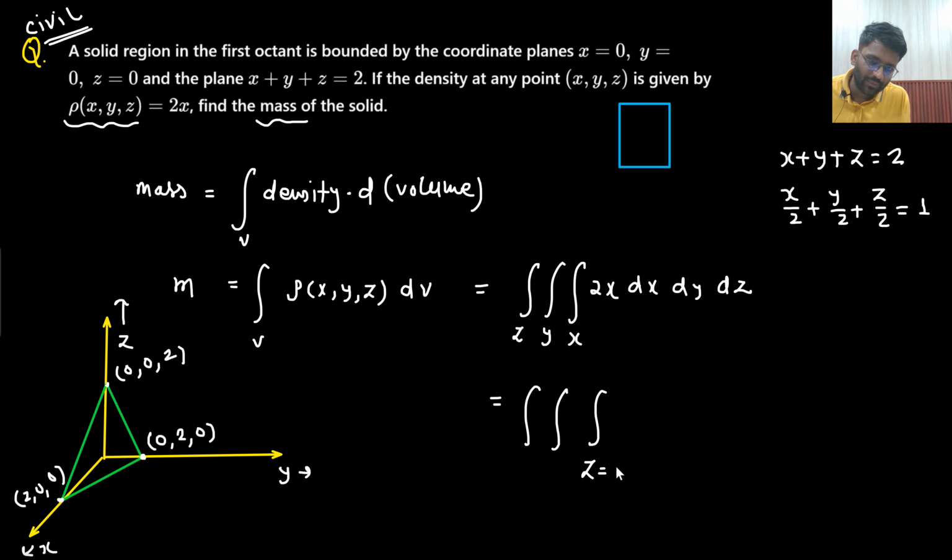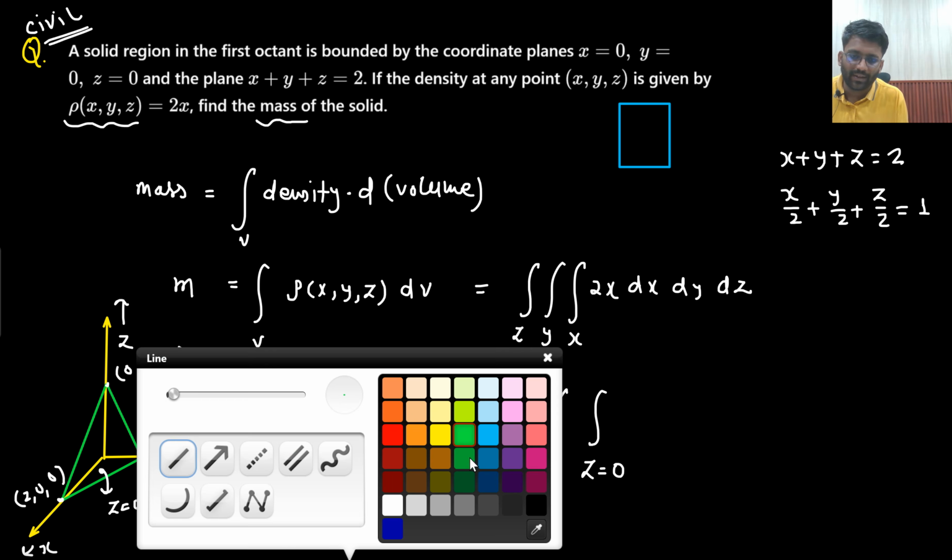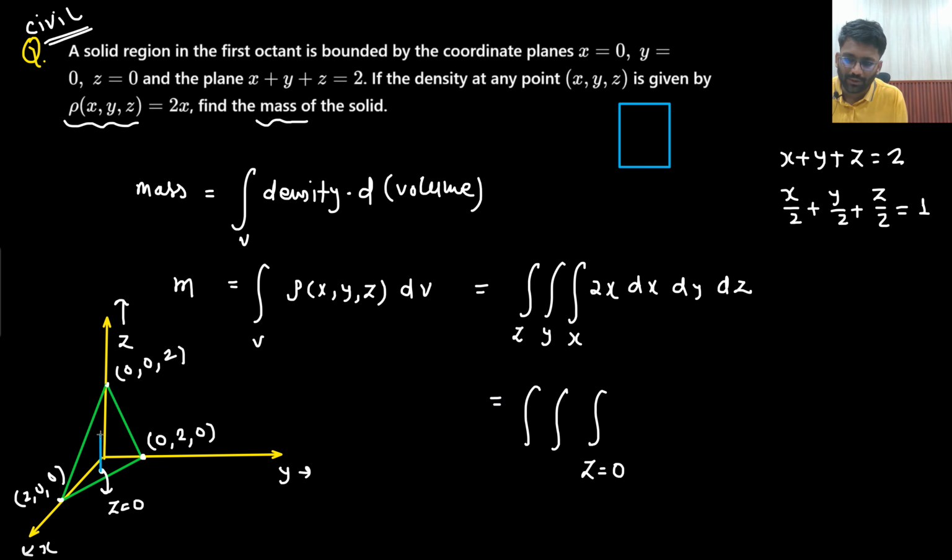So z is going from z equals 0. Here z equals 0. I need to take a strip on this plane. If I take a strip on the plane, from z equals 0 we are reaching this point. Which point are we reaching? So from z equals 0 we are coming to z equals 2 minus x minus y, dz. Then 2x dx dy. So the xy limit we will take for region R.